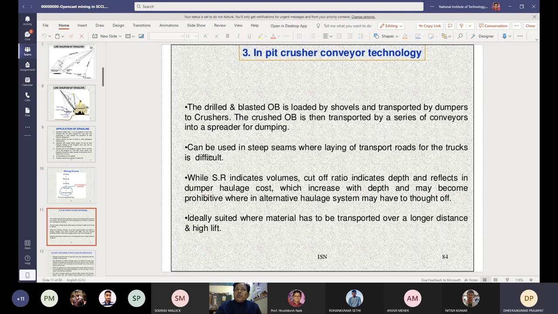This technology can be used in steep seams where laying of transport routes for the trucks is very difficult. You know that whenever a steep gradient is encountered, the dumpers cannot take the material from the bottom of the pit to the top of the pit because of the gradient, because of the inclination of the haul roads. So therefore, for steep coal seams, where trucks cannot be used, you have to adopt the in-pit crushing and conveying technology, so that the material can be transported to the surface.